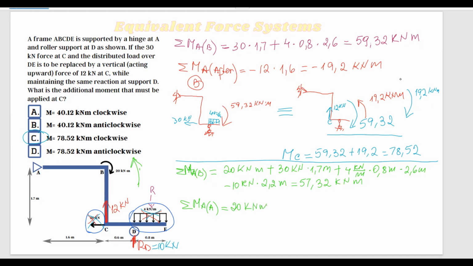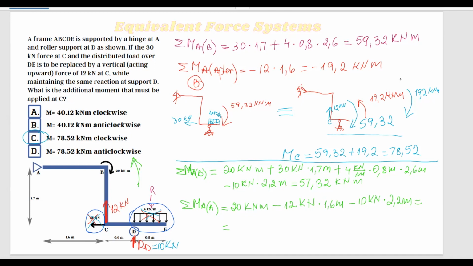20 kilonewton meters. Next, we don't have any other forces going in clockwise direction. I'm going to add minus 12 kilonewtons multiplied by the arm, which is 1.6 meters. And then minus, I'm going to add the reaction at D, 10 kilonewtons multiplied by the arm, which is 2.2 meters, equals. So now we're going to go ahead and do this calculation.